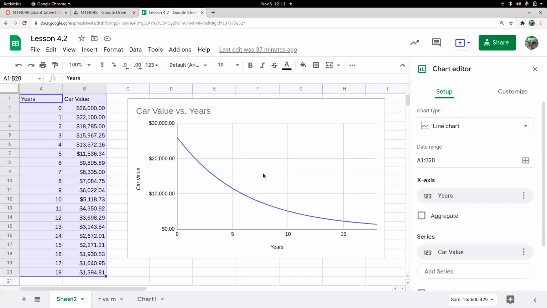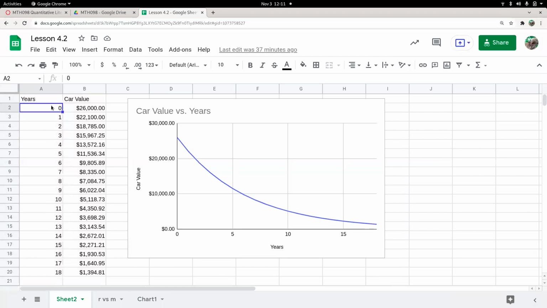So here I have a spreadsheet model of a car that starts at $26,000. So year zero, right before I get it, it's worth $26,000. I drive it home and it's not worth $26,000 anymore. And over a year, if the car loses 15% of the year, the next year it's going to be worth $21,100. And then I just kept applying that depreciation down here, and I'll show you how I did that in a second.